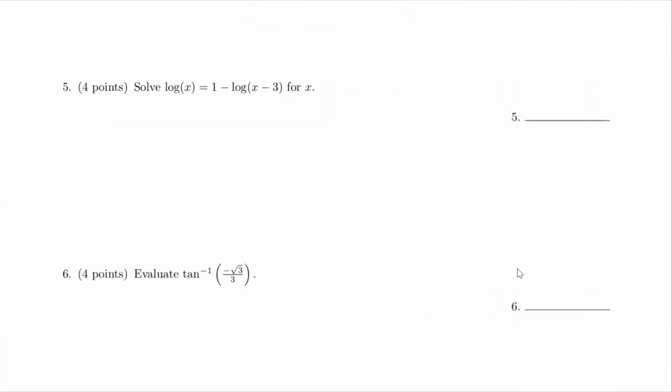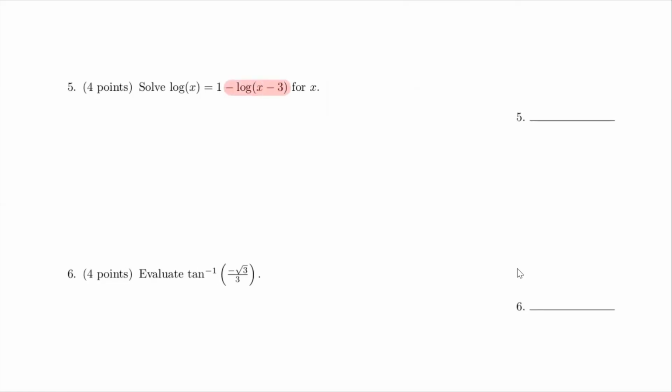Number 5, we're going to be solving this logarithmic equation. So first thing you want to do is combine this into a single logarithm. So I'm going to go ahead and move this piece to the left-hand side by adding it. So we have log of x plus log of x minus 3 equals 1. And then by using the laws of logarithm, since I see a plus between logarithms, I combine them. This is log of x times x minus 3 is equal to 1.